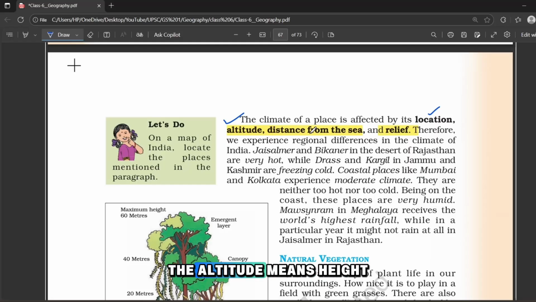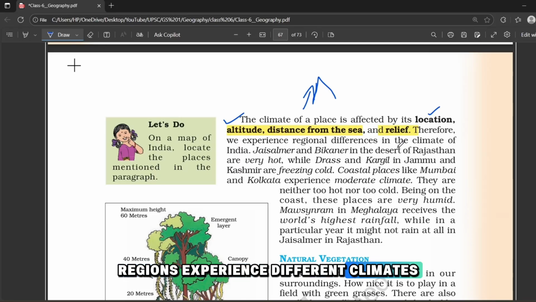The next one is the altitude, meaning height. In the Himalayan region, as we go higher, the temperature becomes very low. Instead of rainfall, the precipitation often comes in the form of snow. Okay, next is distance from the sea. This is called continentality. For example, Mongolia is a landlocked country. It has no sea around it, only land. Because of this, the rainfall there is very low compared to coastal regions. Next one is relief. Relief means physical features like mountains, plateaus, and plains. The type of landform also affects the climate. For example, mountain regions, hill regions, or plain regions experience different climates.